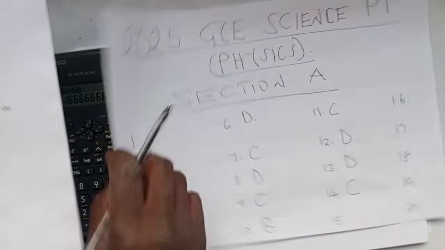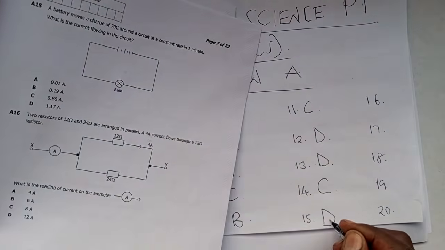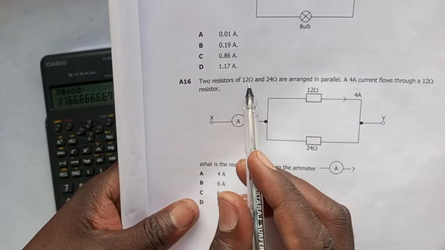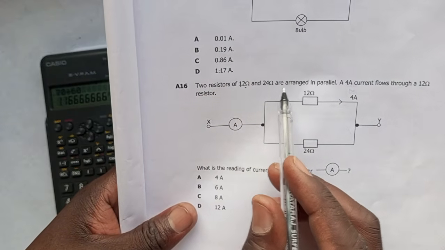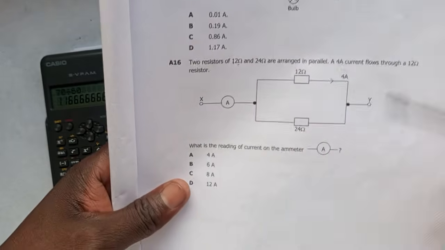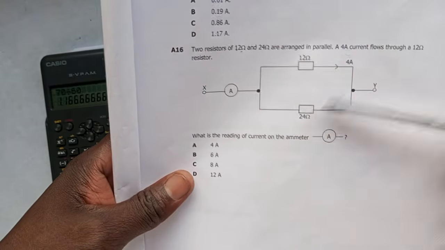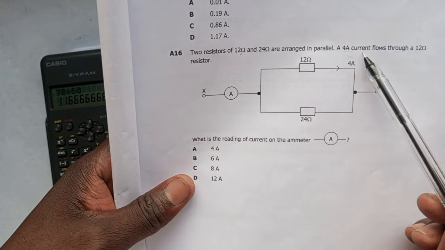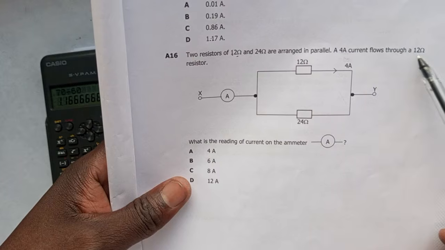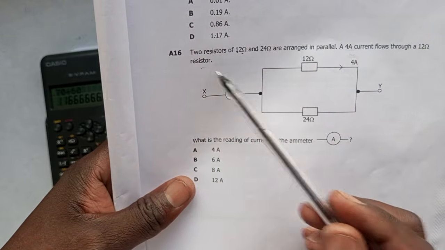Okay? So question 15, the answer is D. Yes, the answer is D. We move on to question 16. Two resistors of 12 and 24 ohms are arranged in parallel. You've seen this, right? And we are told that a 4 amp current flows through the 12 ohm resistor.